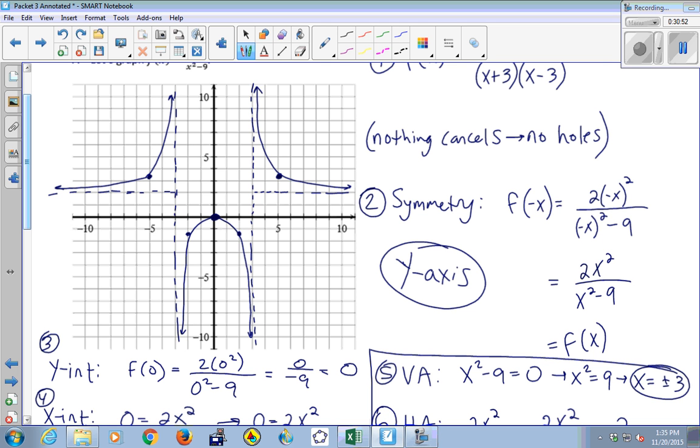No, not necessarily. Because all we know is the end behavior and the behavior near the asymptote. It can look kind of warped in the middle there, but we're just drawing a rough sketch.